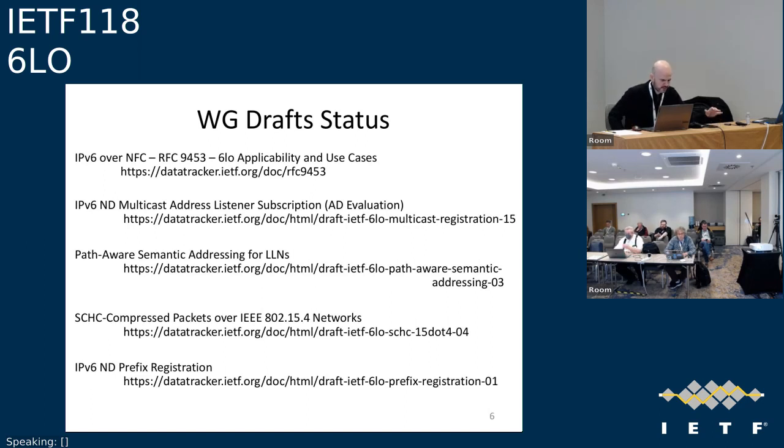Okay, so then there are three other working group documents which are at earlier stages. First, we have the path-aware semantic addressing for LLNs. It has been updated since the last IETF. It's now at version 0.3. Then also the transmission of SCHC compressed packets over 802.15.4 networks has been updated, currently at version 0.4. And the last one is IPv6 ND prefix registration, which also has been updated since the last IETF, and it's currently at version 0.1. By the way, there will be a presentation for each one of these last three working group documents later today. So, is there any comment, any question?